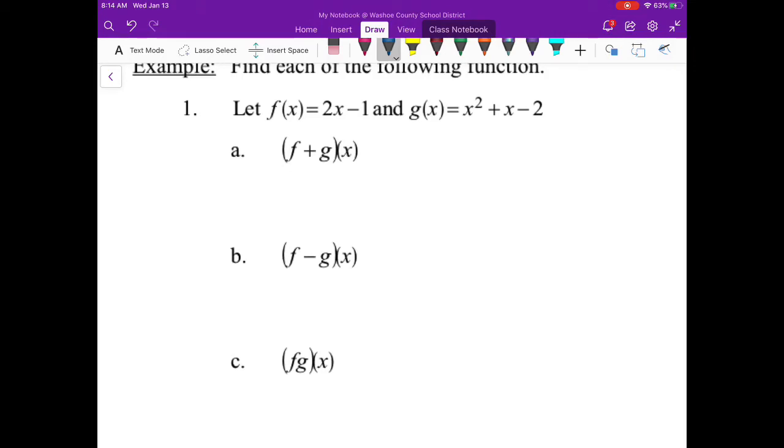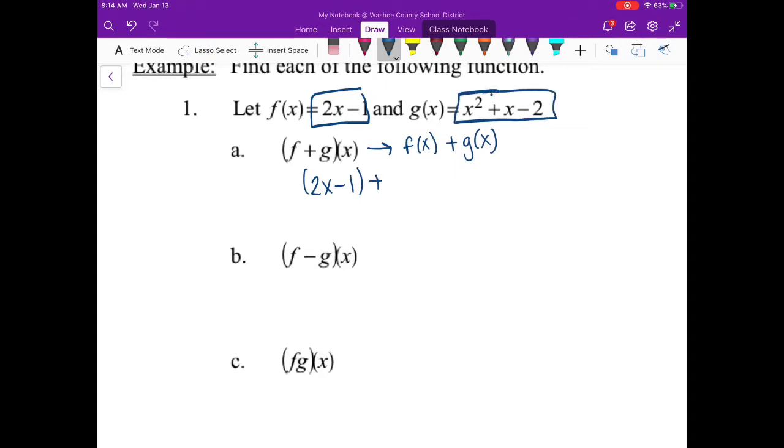So again, for adding, it doesn't really matter if you follow the same order, but this just means that we're going to take the function of f of x, and I'm going to add it to the function g of x. So writing down what f of x equals, I have 2x minus 1 plus, and then g of x is all of this, x squared plus x minus 2.